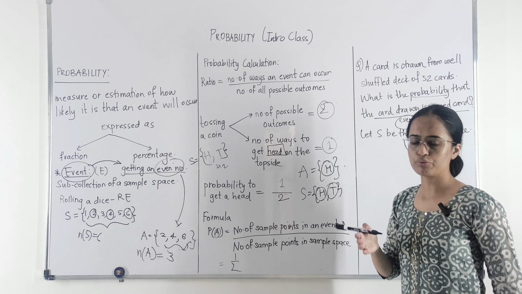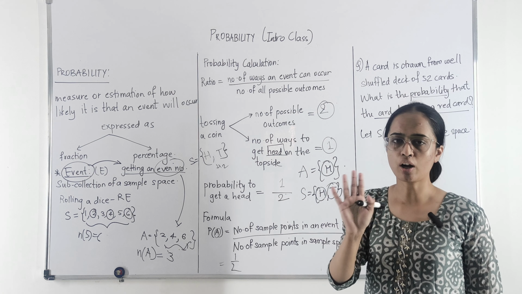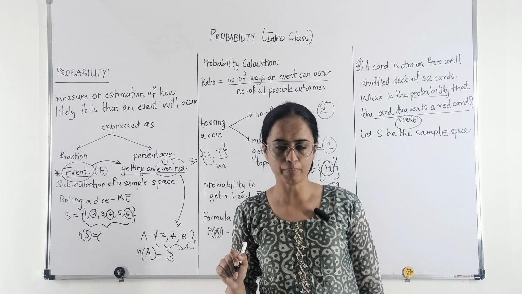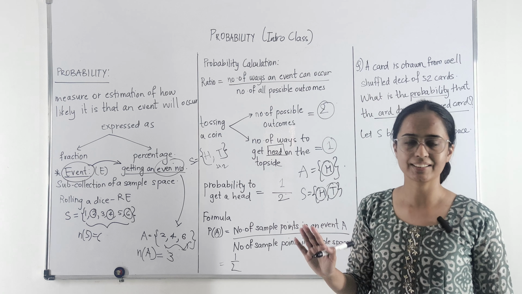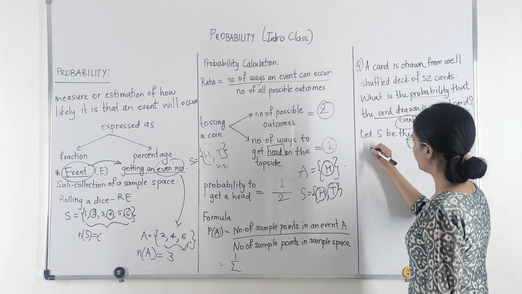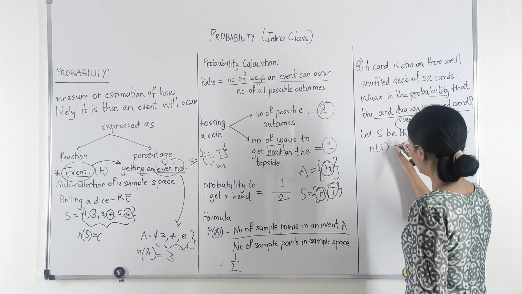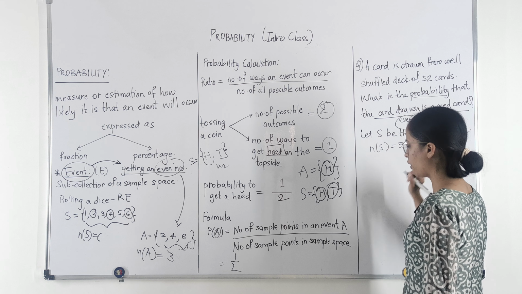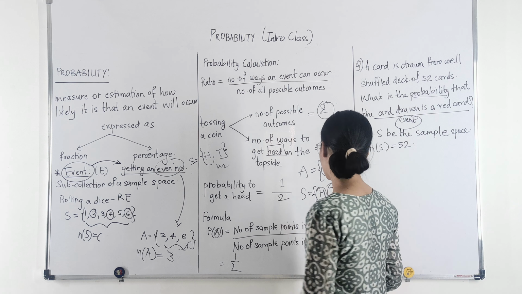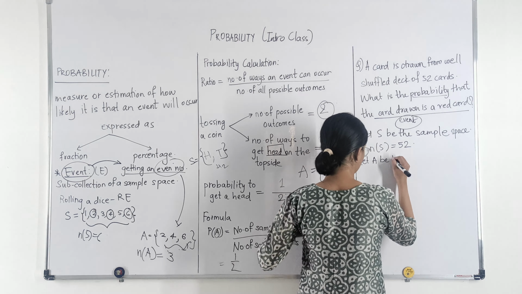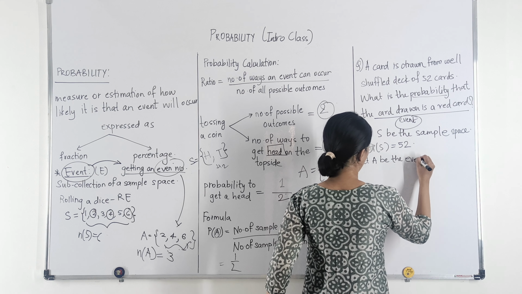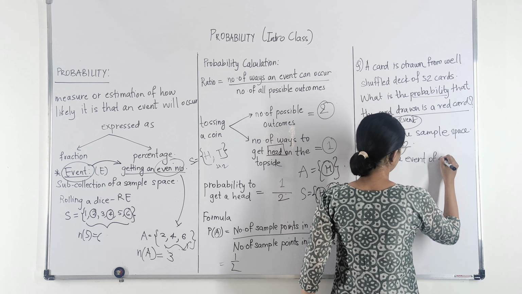Now see, there are 52 cards. It's not possible to write all the 52 cards in the set form. That's not advisable also. Nobody is expecting it from you. What you're going to do is you're directly going to write N of S is equal to 52 because that is what has been used in the formula as well. Now let A be the event of getting a red card.